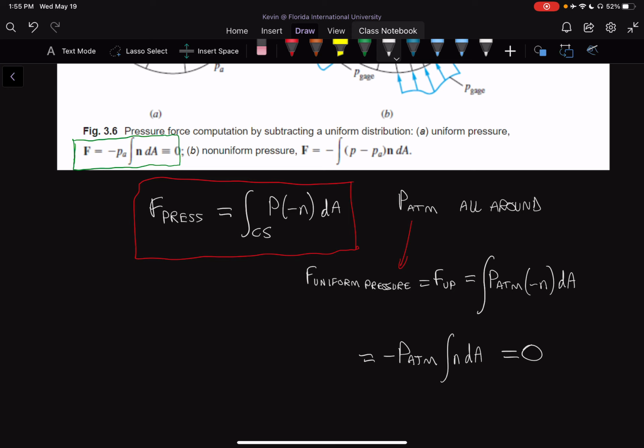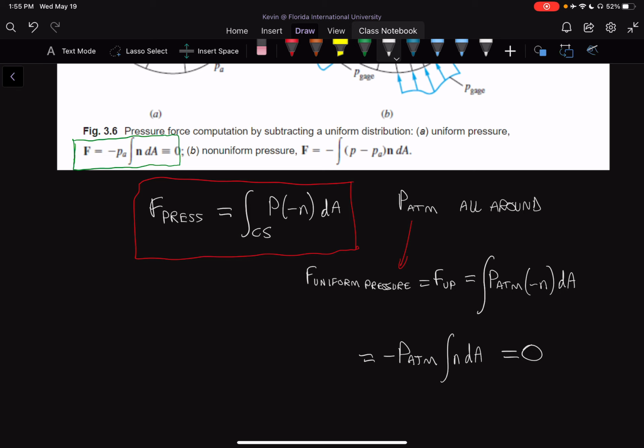A control surface in the atmosphere does not feel any pressure from the atmosphere. So that's a pretty interesting comment that we can make. And due to that, we can actually simplify our engineering problems in a certain way.